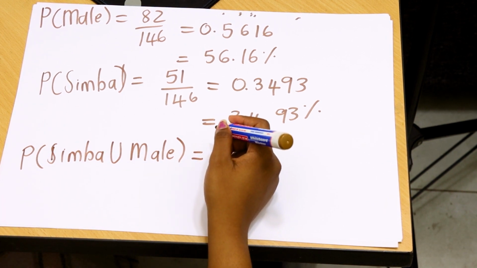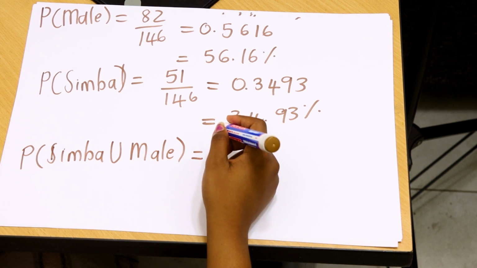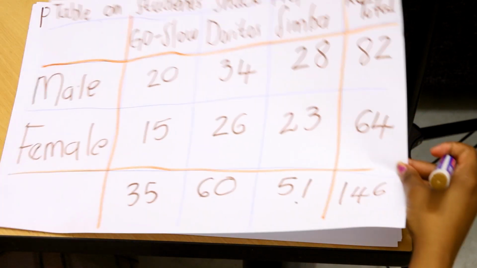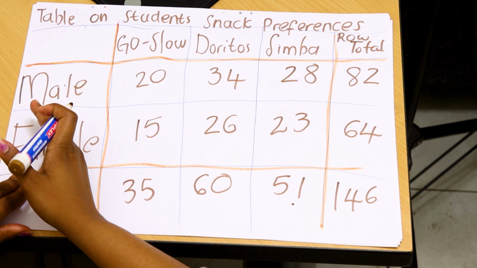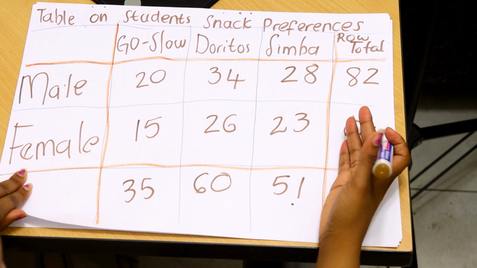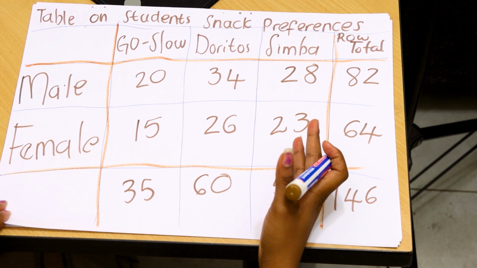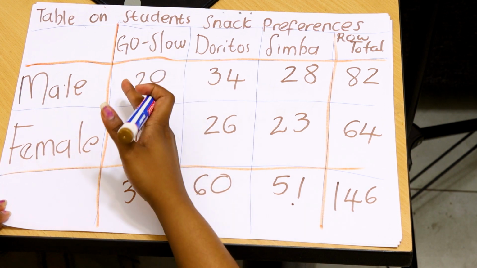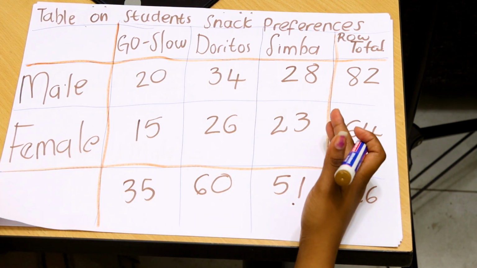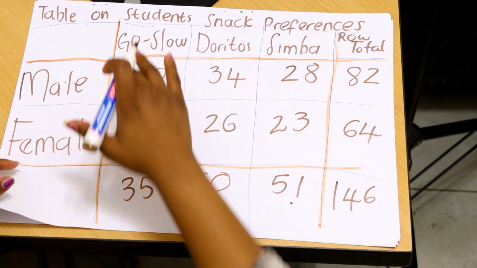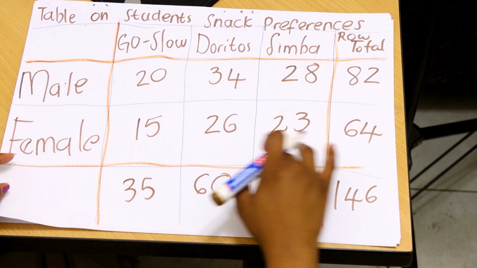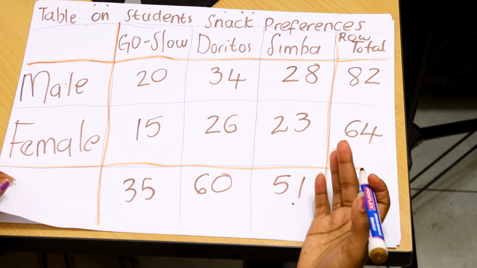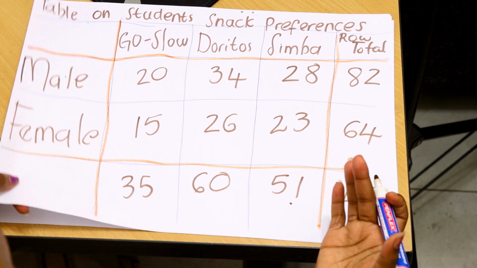Here they are asking you to find the union of two non-mutually exclusive events. As you can see, Simba and male are in different categories. Male is in this category and Simba is in the other category. That is how we know that they are non-mutually exclusive. Male and female are mutually exclusive. Go Slow, Doritos and Simba, of course, are mutually exclusive. But everything that is in the table across categories is non-mutually exclusive because those events can happen at the same time. They do have an intersection.